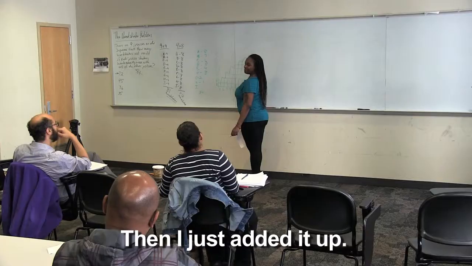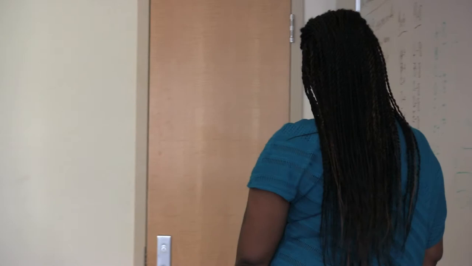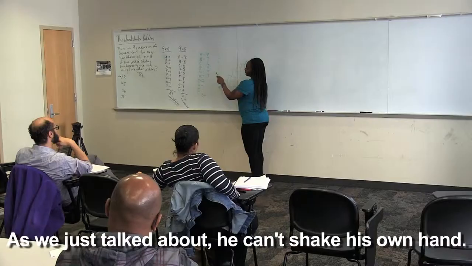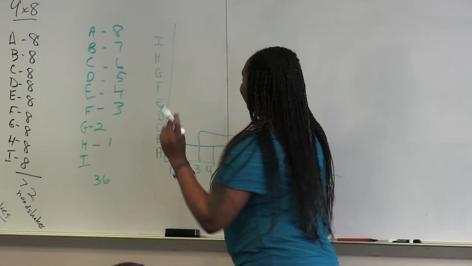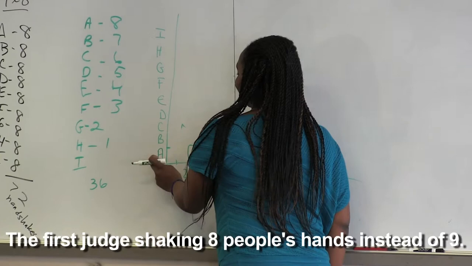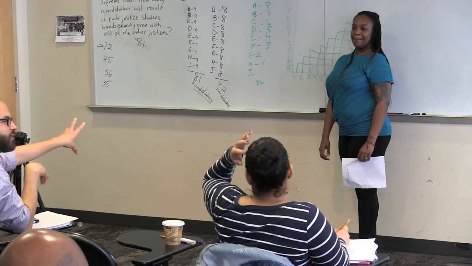Okay. Does anyone have any questions for Natasha? Because she's got two different strategies. There are two different answers. But you stand by the one on the right, right? Actually, no, because as we just talked about, I should have started with 8 instead of 9. Okay, so change your picture. The first judge shaking 8 people's hands instead of 9. So when I ask if you guys have a question for her, what I'm asking is, do you understand everything that she has there?